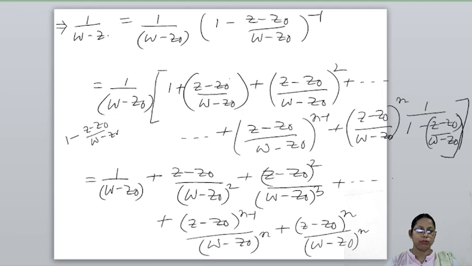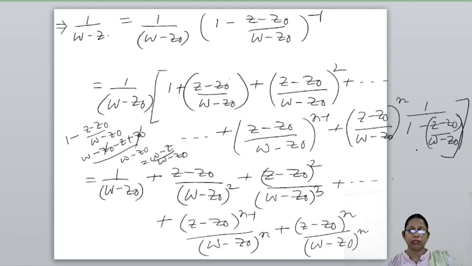Look here, if I expand this, 1 minus (z minus z naught) by (w minus z naught) is equal to (w minus z naught minus z plus z naught) by (w minus z naught). This is equal to (w minus z) by (w minus z naught). So if I expand this, w minus z naught cancels out and I am left with 1 by (w minus z).